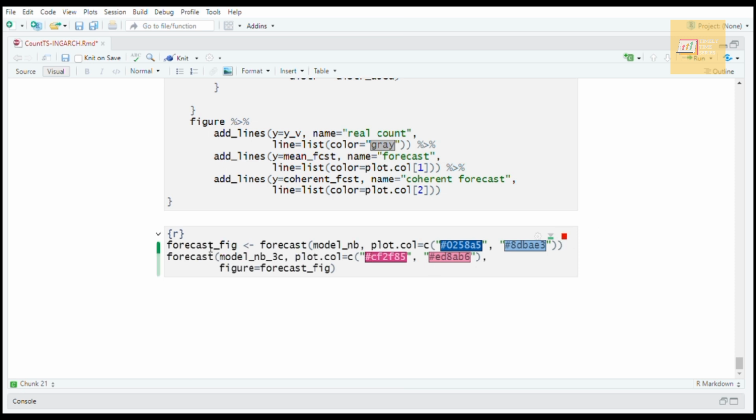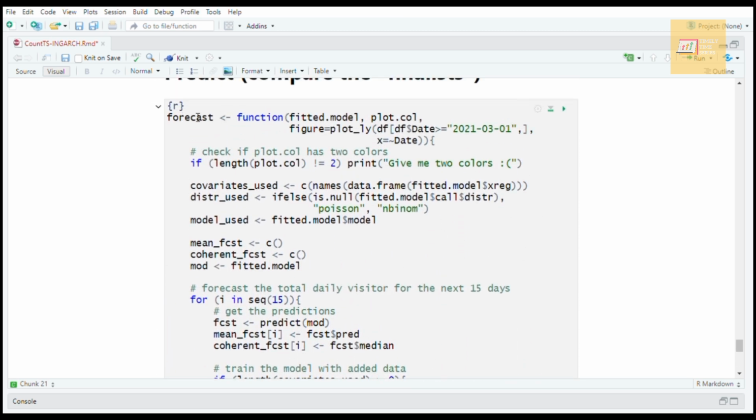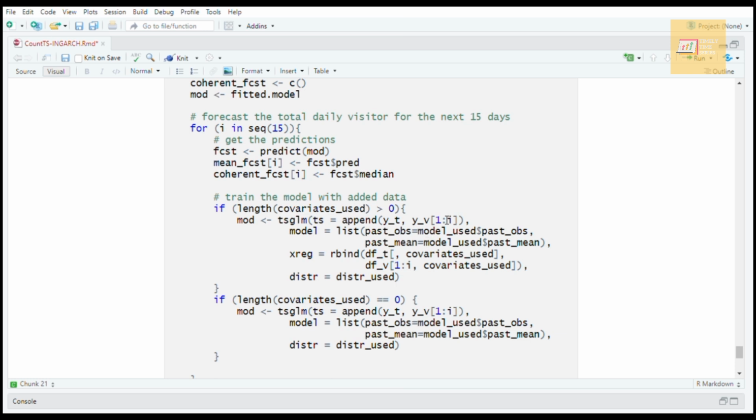While waiting for our predictions, let's go through our forecast function just briefly. The important thing I want to talk about in this function is the forecast values. We will take two forecast values. The first one is the mean forecast, and the second one is the coherent forecast. There's this notion of coherent forecasting in count time series, and that is using the median instead of the mean for our forecasted value.